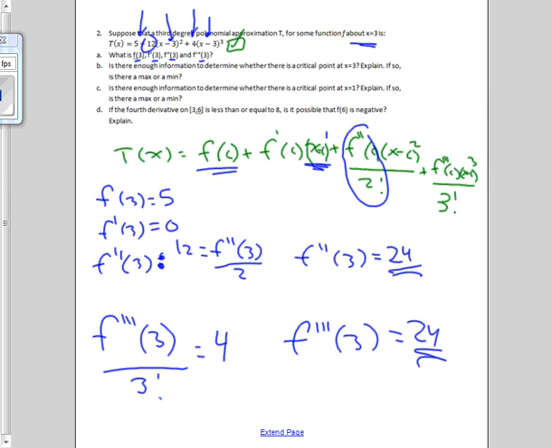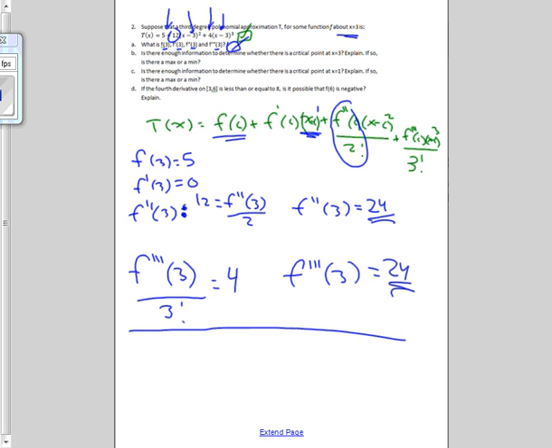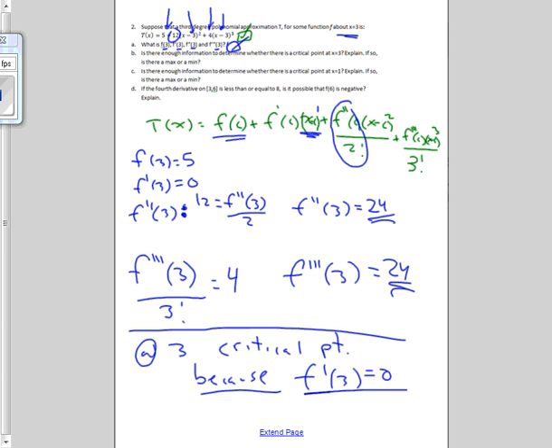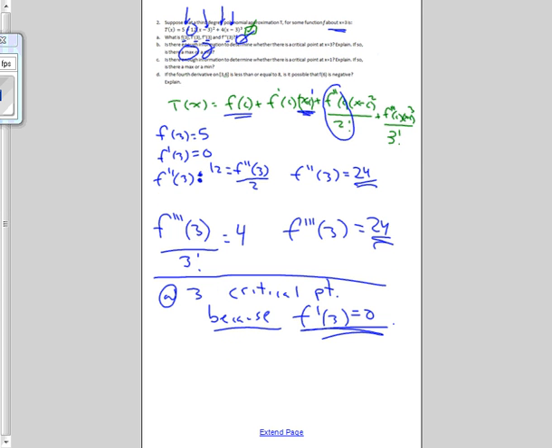So we're done with this. Is there enough information to determine whether there's a critical point at x equals 3? Is it a max or a min? So at 3, there's a critical point because f prime of 3 equals 0. When the first derivative equals 0, that's a critical point. So is it a max or a min? Well, because of the second derivative test, we know that it's a min.